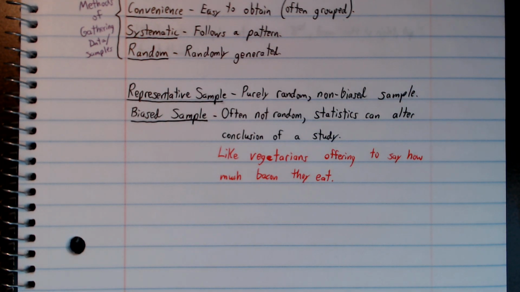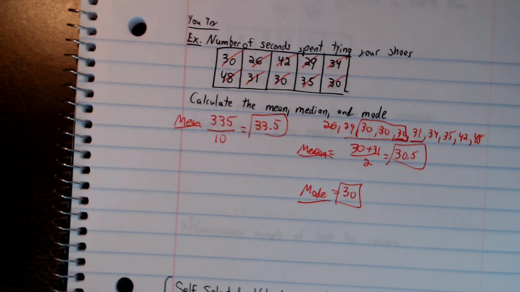Or maybe if somebody doesn't like something, for example, maybe we're talking about how much bacon somebody eats, and then a vegetarian comes up and starts saying that they don't eat any bacon at all. That's kind of biased, because why are you participating in how much bacon you eat if you're vegetarian and you don't eat meat? It's kind of throwing off that particular sample.